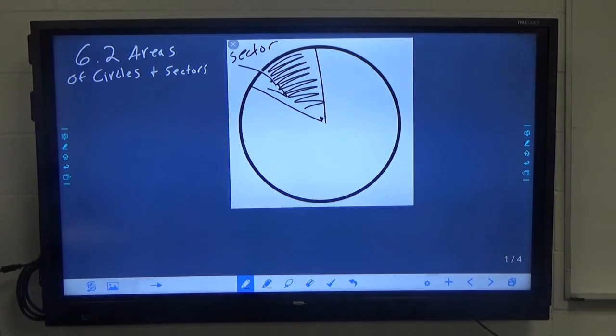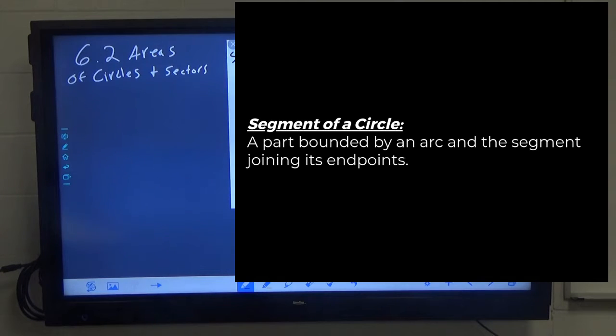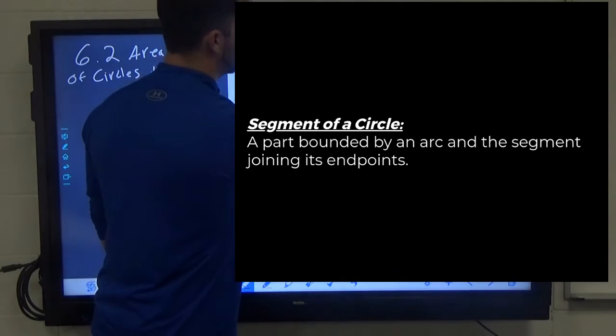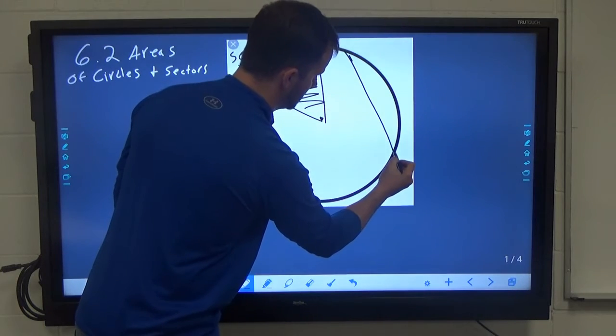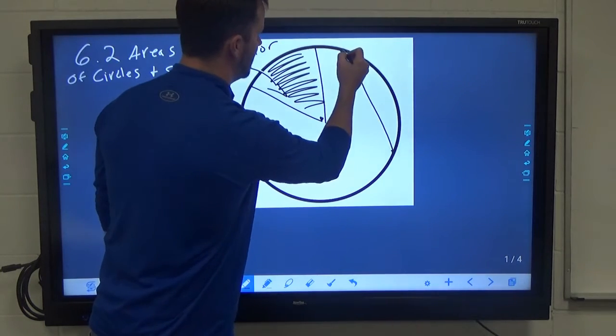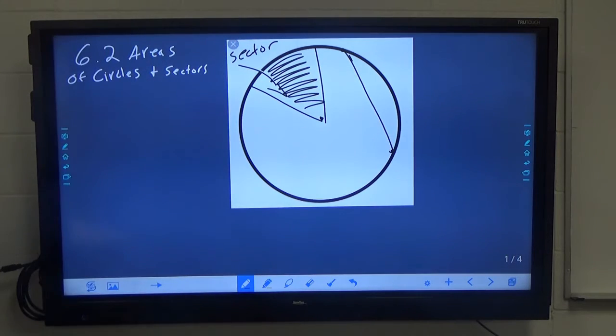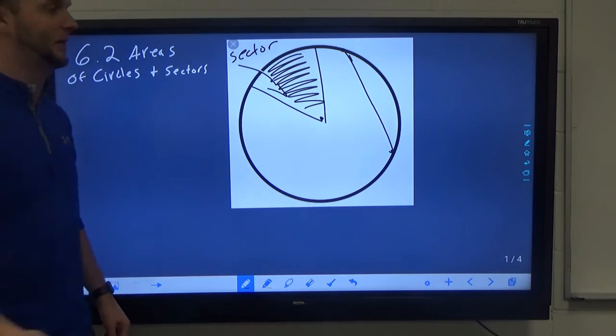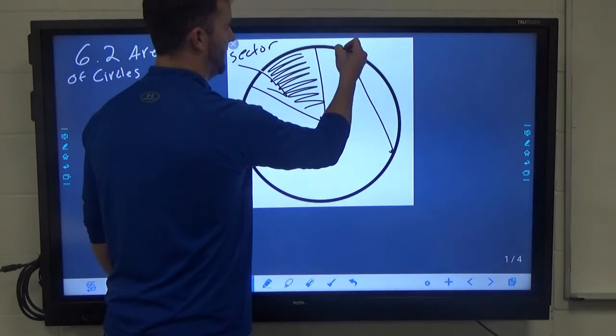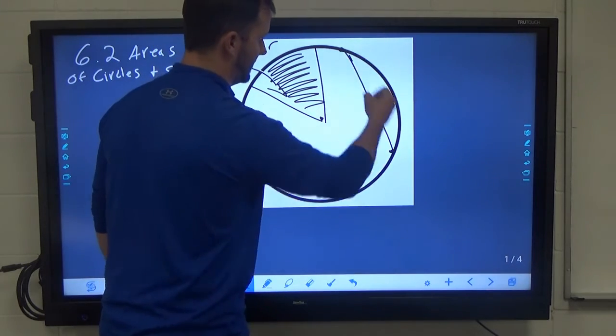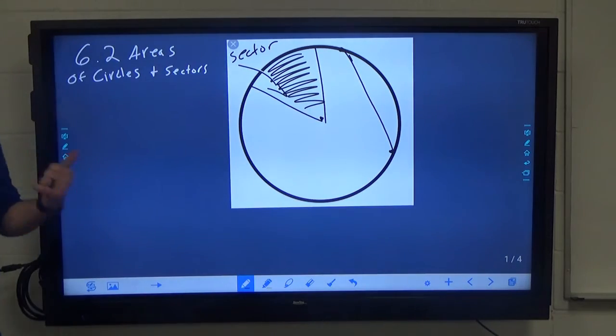Okay? The next definition is that the segment of a circle is the part bounded by an arc and the segment joining those endpoints. So basically if I have a segment going across, okay? This segment right here is going to be known as the segment of a circle. So again it says, it is a part bounded by an arc and the segment joining its endpoints. So right here, bounded by its arc and this segment right there. So that is the segment of this.